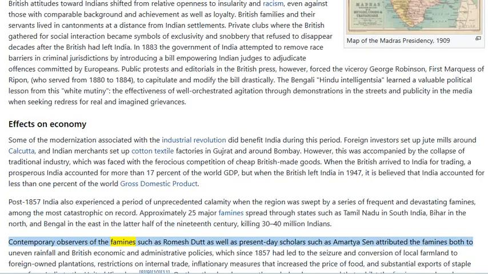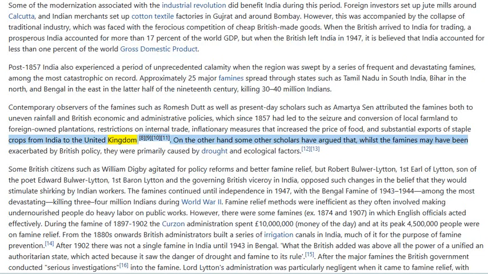Contemporary observers of the famines, such as Romesh Dutt, as well as present-day scholars, such as Amartya Sen, attributed the famines both to uneven rainfall and British economic and administrative policies, which since 1857 had led to the seizure and conversion of local farmland to foreign-owned plantations, restrictions on internal trade, inflationary measures that increased the price of food, and substantial exports of staple crops from India to the United Kingdom. On the other hand, some other scholars have argued that, whilst the famines may have been exacerbated by British policy, they were primarily caused by drought and ecological factors.